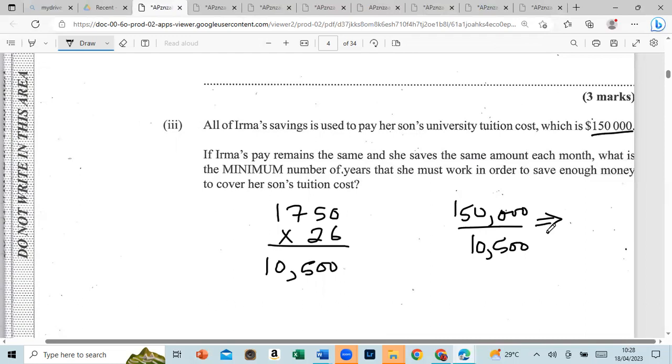For 10 years, we send a child to university for 1 year. Oh, that makes sense. So it's 150,000 divided by the yearly savings, and that gives us 14.2. They say how many years? So it's going to take at least 15 years.